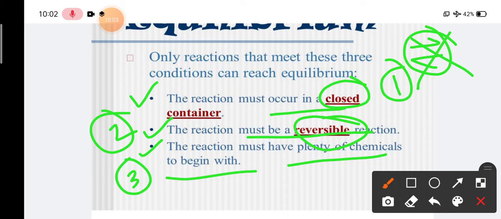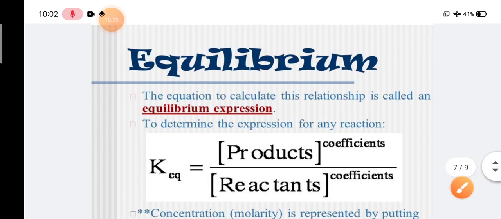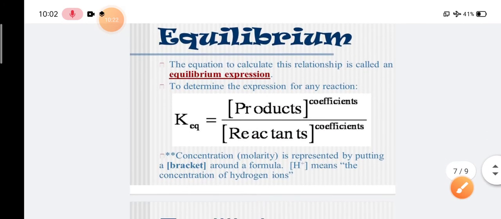must possess huge or plenty of reactant materials. Okay, so these are the three conditions. If any reaction has these three conditions, there is a chance for that reaction to achieve equilibrium. Okay, so let's move to the next point, that is the equilibrium constant.